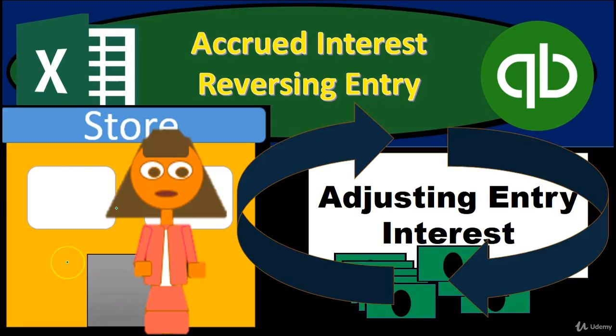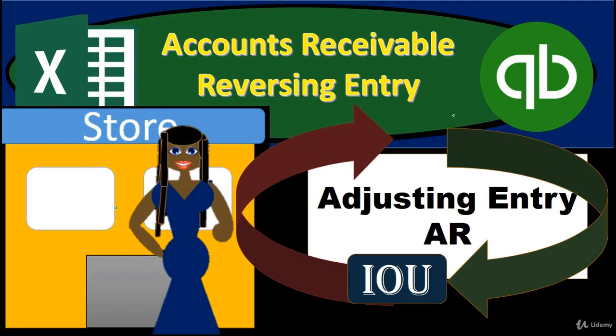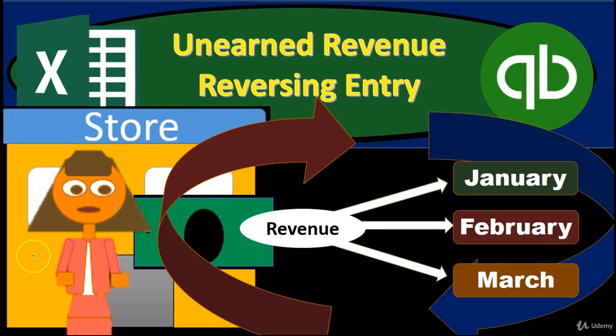And we'll go over what those reversing entries are and then discuss some common reversing entries, including accrued interest reversing entries. These will be made as of the first day of March. So technically we could say they're in March, but they're really kind of part of the cleanup process of the close of the month of February. And so we'll have a reversing entry for the accounts receivable account. We'll have a reversing entry for unearned revenue.